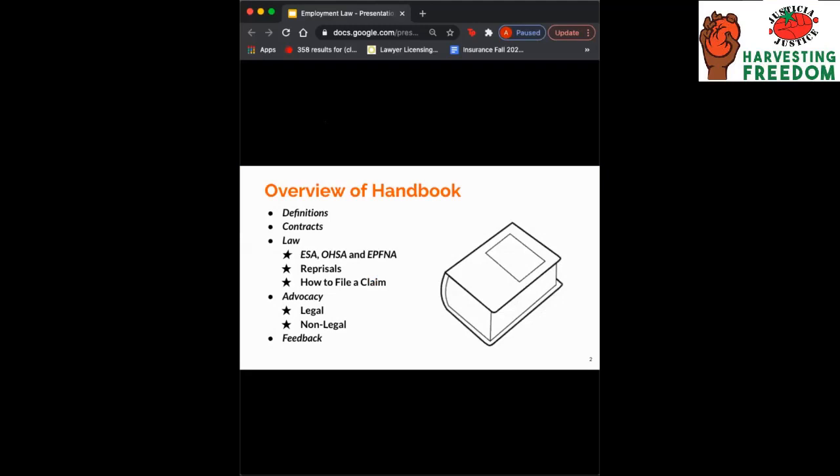Yeah, so this is just the overview. We're just kind of outlining what we're going to go through. We're going to go through some definitions that you're going to hear throughout our presentation. We're going to go through contracts, which is the bilateral agreements. We're going to go through law that covers 3 pieces of legislation, reprisals, and how to file a claim. And then we'll go through advocacy, being both legal and non-legal, and then feedback. And we also want to note that this is not everything within our handbook, it's just certain things.